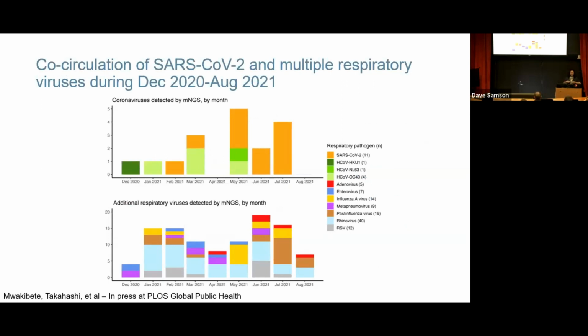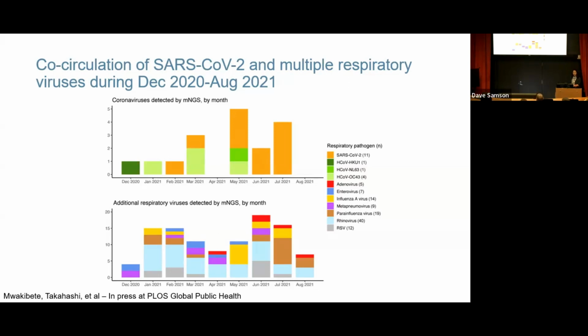Jumping into the main findings, we identified co-circulation of SARS-CoV-2 and multiple respiratory viruses during this time period. This is a histogram of the different pathogens that we identified, including rhinoviruses, which were the most prevalent at 40 detections, also flu A, paraflu, RSV, SARS-CoV-2, and 3 of the 4 seasonal coronaviruses. It turns out that during this time, which was during the Delta wave of SARS-CoV-2 in May to July 2021, we identified actually more flu cases than we did SARS-CoV-2.